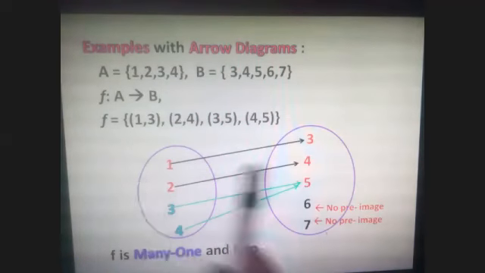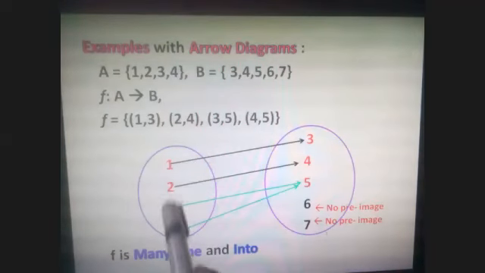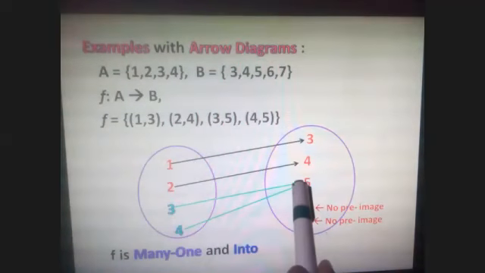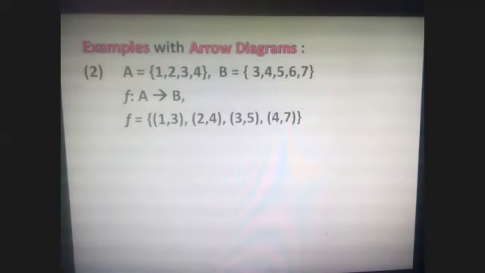One-to-one means distinct elements have distinct images. Here x1 and x2 are different, but they have the same image. So it is not one-to-one. So it is many to one. Okay, it is many one and into. Let's take the next one.